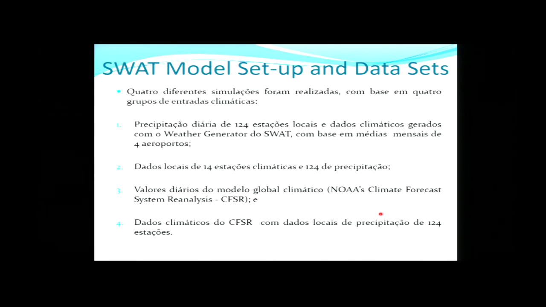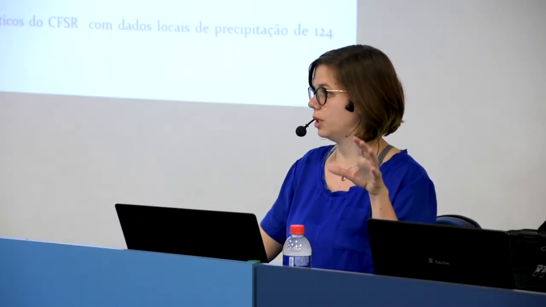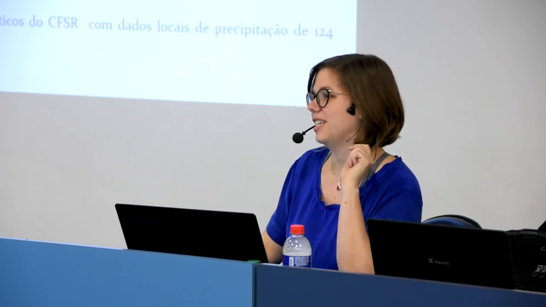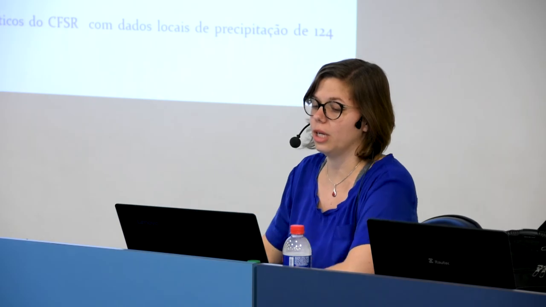We ran four different simulations with different climate inputs, changing the climatic input. We had daily precipitation from 124 local gauge stations. We used this precipitation data with the weather generator for all the other weather parameters. This was done based on the statistics of four different airports close to the region. We used that to do the statistics that we also saw yesterday within the same spreadsheet that I showed. And with that, we ran it with the weather generator.